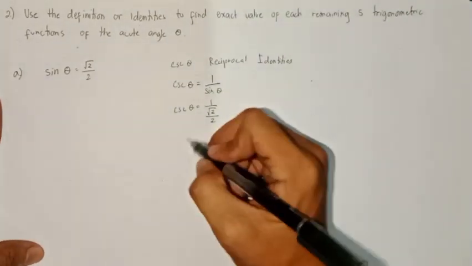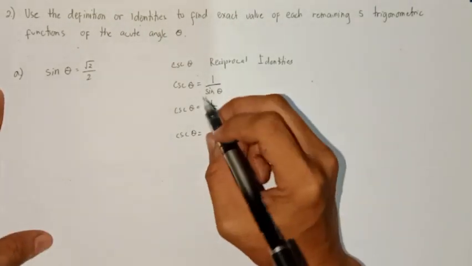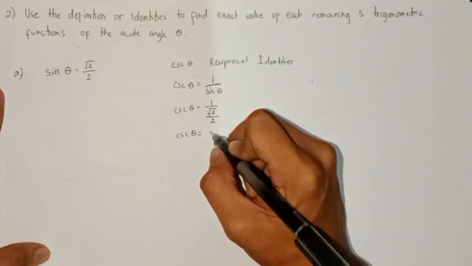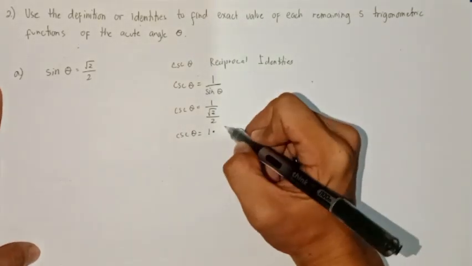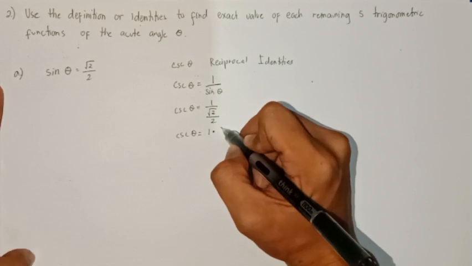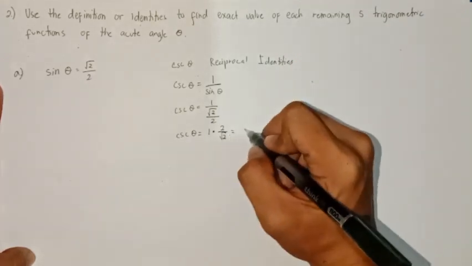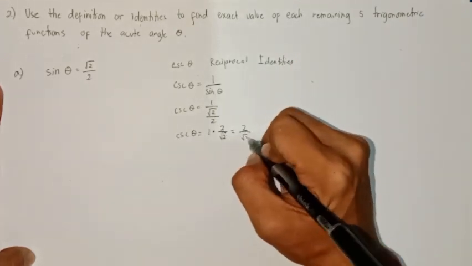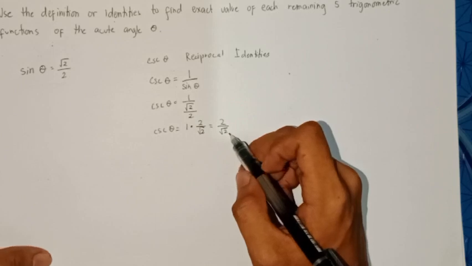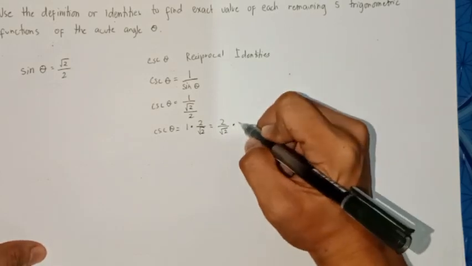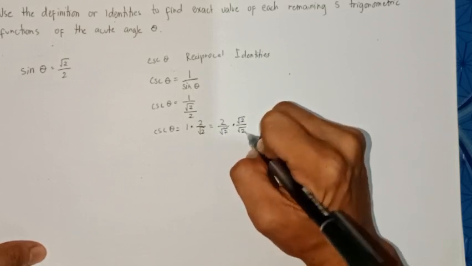Next, cosecant theta is equal to, when we divide fractions, we multiply by the reciprocal of the second fraction. So 2 over square root of 2 is equal to 1 times 2 is equal to 2, and 1 times square root of 2 is square root of 2. Since it has square root in the denominator, we need to rationalize it. So we will multiply by square root of 2 over square root of 2.